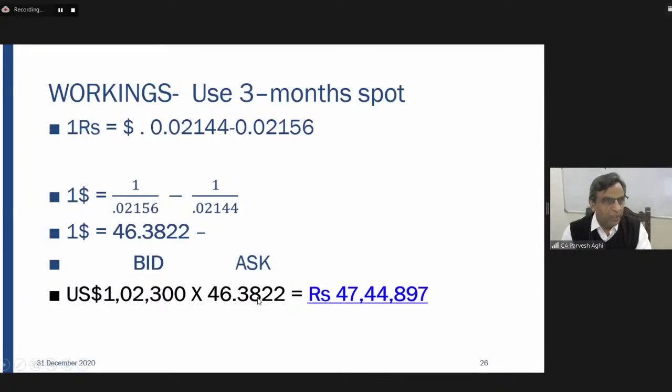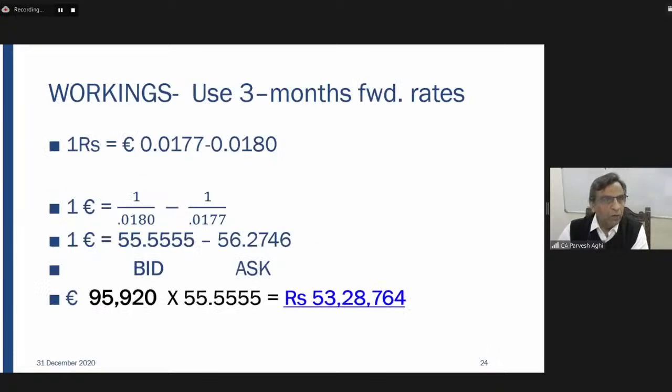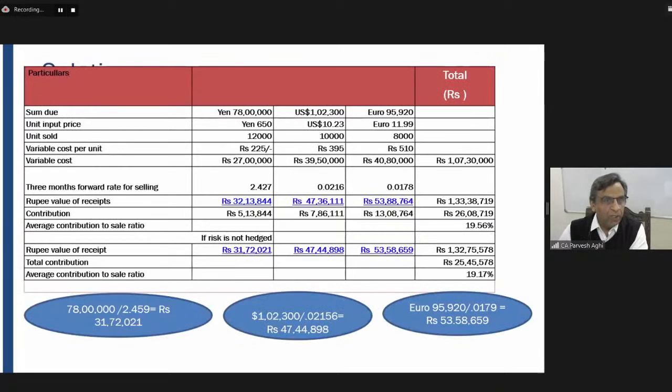Because this rate will be given by the bank to you for surrendering your dollars and converting them into rupees. So if you have not taken a forward cover, you waited for 3 months to happen, you went to the bank. The bank says the rate is 46.3822, so you give us the dollars at this price. So he delivered $1,02,300 to the bank, and the bank gave him 47,44,897 rupees. Okay, so now all these numbers have been put here.